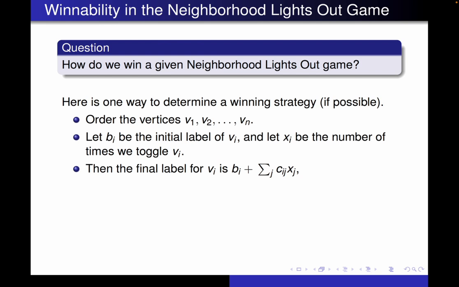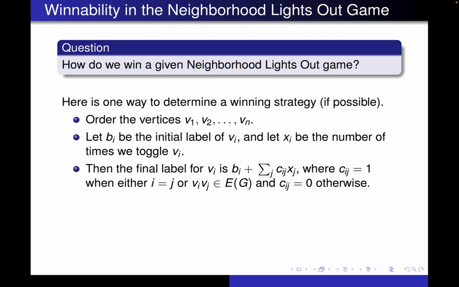Now, if vj is adjacent or equal to vi, then we're going to be increasing that by xj. So the cij in front of that xj has to be 1 to make that xj. But if it's not adjacent, we want the cij in front of that to be 0 so that it doesn't contribute anything. Another way of saying that is we just let cij equal 1 when either i and j are equal or vi, vj are adjacent, so they form an edge in the graph. And if that's not the case, then we set cij equal to 0 because we don't want that xj to contribute to the label of vi.